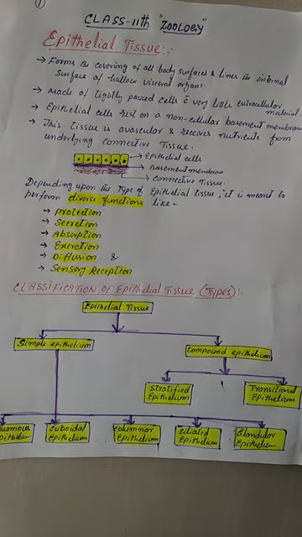Our topic today is epithelial tissue, its functions and types. In our previous topic, we studied tissues, and we understood that the body of multicellular animals, as well as the human body, is composed of four basic types of tissues, that is epithelial tissue, connective tissue, muscle tissue and neural tissue, also known as nervous tissue.